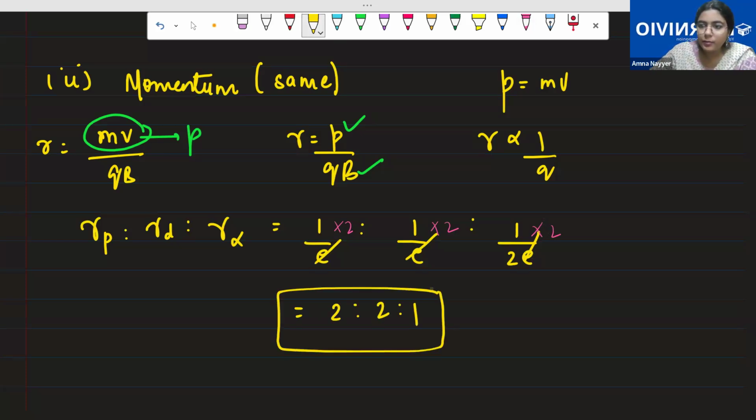So for the same momentum, it is 2 is to 2 is to 1. Are you getting it? Why did we multiply with 2? Because this was half. If you want, you can write the answer as 1 is to 1 is to 0.5. That is also correct, but it's better if we write it in proper whole numbers. Got it?